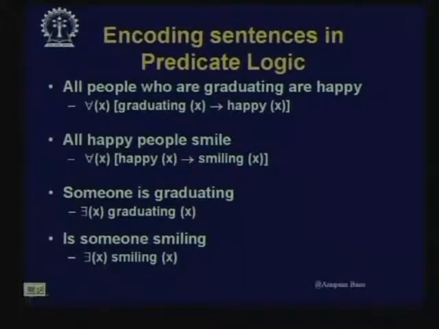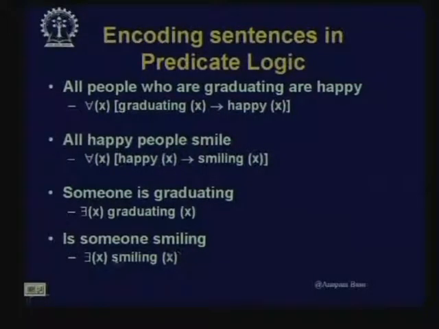Someone is graduating. Now, what is the... you should have done that, here it has been shown, but you could have also done that. Someone is graduating, that means there exists an X. This parenthesis is not required, frankly speaking, here, because there is no scope of confusion. There exists X such that graduating X, that is, someone is graduating.